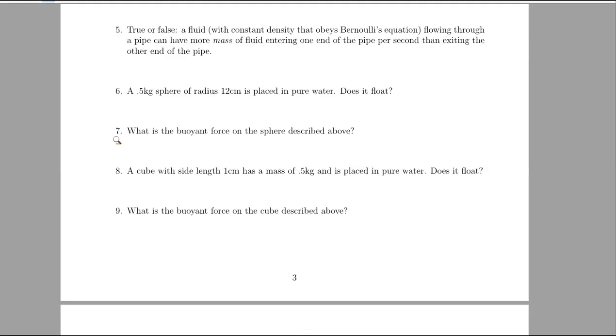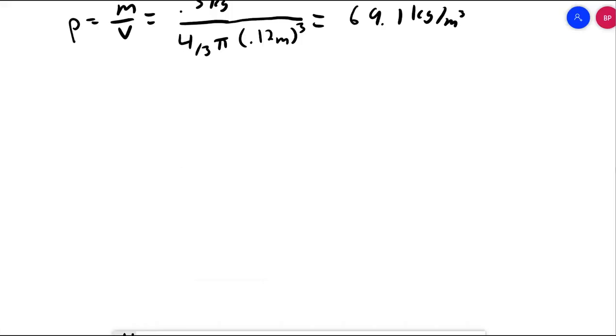Our next question says, what is the buoyant force on the sphere described above? The sphere is placed in the water. What is the buoyant force on it? Now you might be tempted to just plug it in directly to the formula, but that is a bad call. So first you should draw a free body diagram.